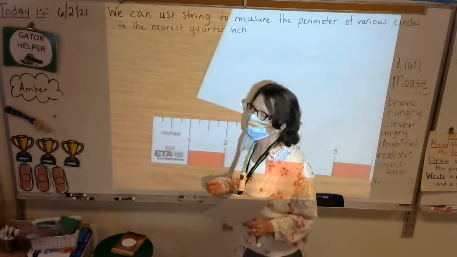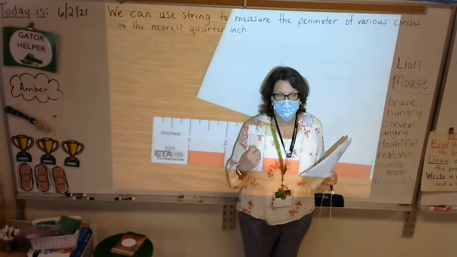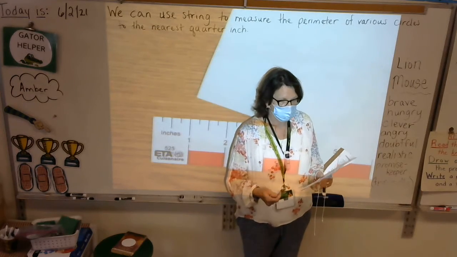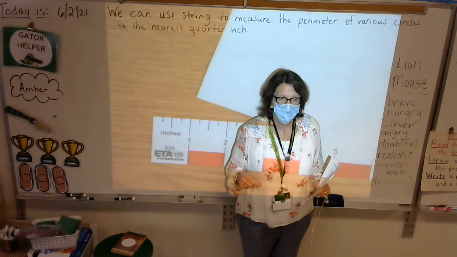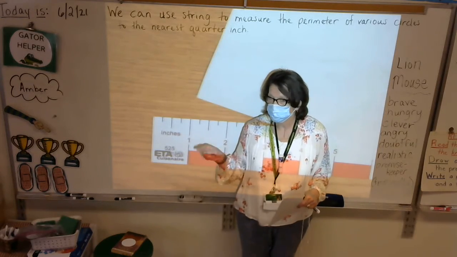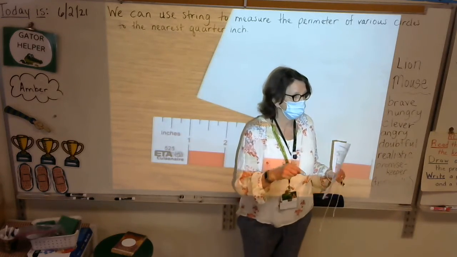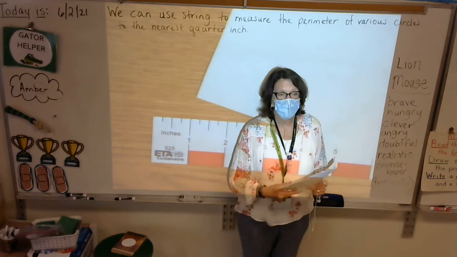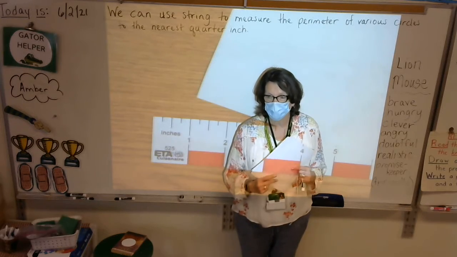So, friends at home, the only thing you're going to be responsible for submitting today is that perimeter fluency. Okay, you do not have to fill out a recording sheet. You can practice at home with your string though. So after we do our circle in class, I'm going to let the kids go around the room and find a couple other things that are circular and find the perimeter of those and record them on the recording sheet.